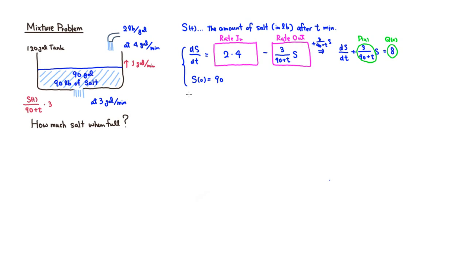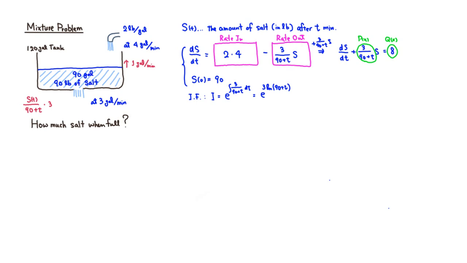So the integrating factor, I'm going to call this I, is going to be e to the integral of P of x, which is 3 over 90 plus t, dt. So if you do that, you have e to the, I'm going to pull the 3 out, and 1 over 90 plus t is going to be the natural log of the absolute value of 90 plus t. We don't really need the absolute value because this is never going to be negative.